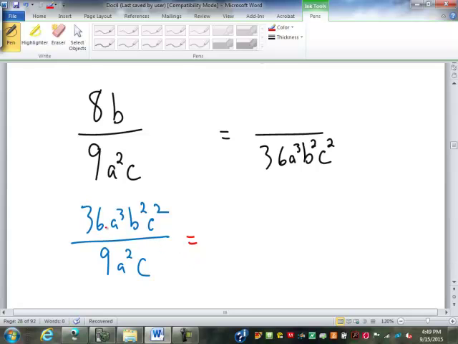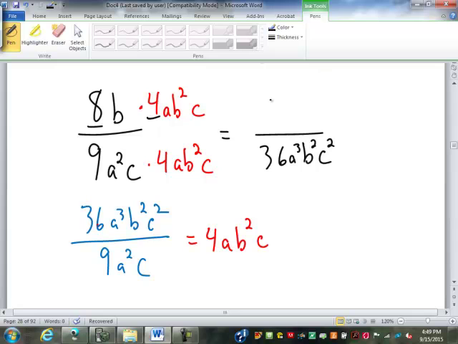Walk me through this division. 36 divided by 9, 4. A to the third divided by a squared, a. How about the b's? B squared. There's nothing on bottom to work with it. And c stays. C squared divided by c is just c to the 1 or c. So I multiplied to get from 9a squared c to 36a to the third b squared c squared. I had to multiply the 9a squared c by 4a b squared c. So I have to multiply the top by 4a b squared c.